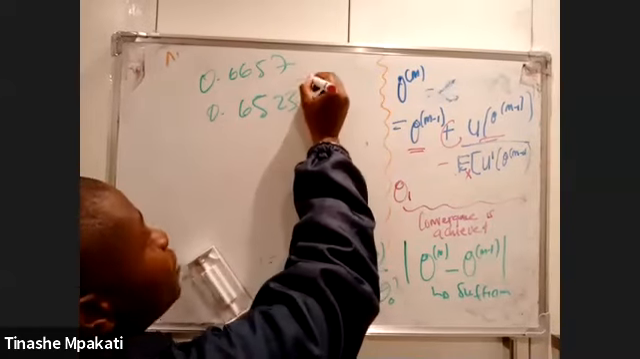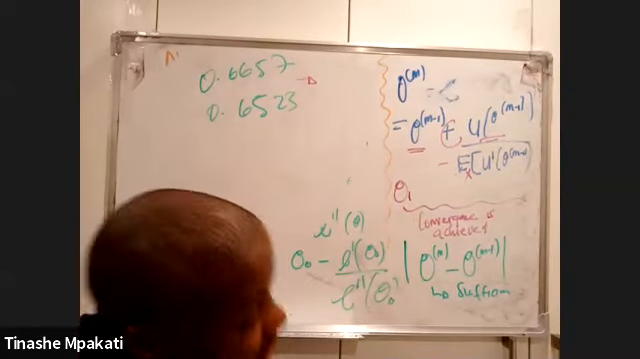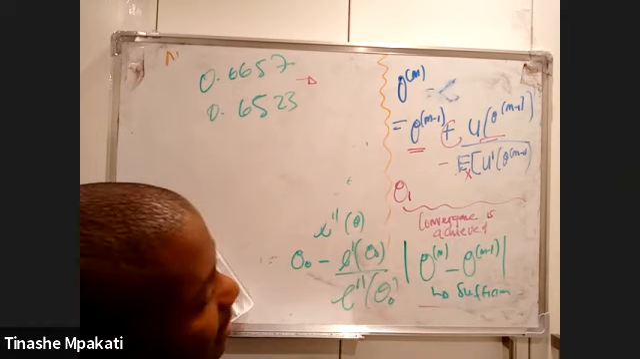Then you can conclude that in both methods, this is the condition: if the distance between your mth and your m minus 1 iteration is sufficiently small, then you can conclude that convergence is achieved in the method.